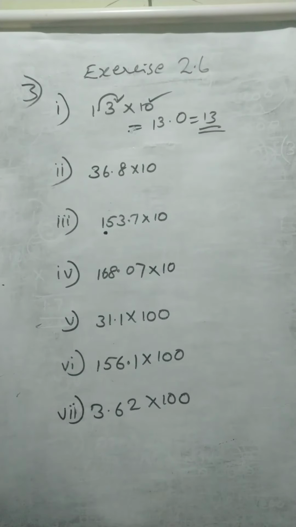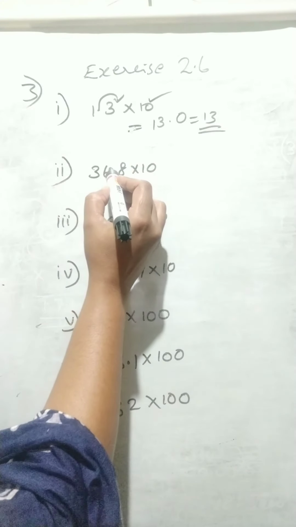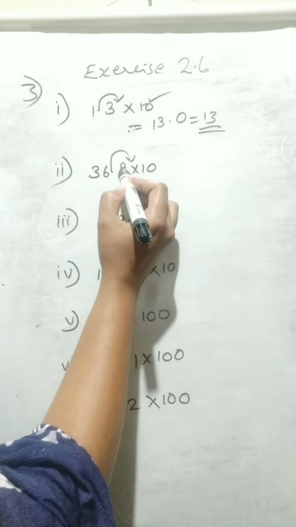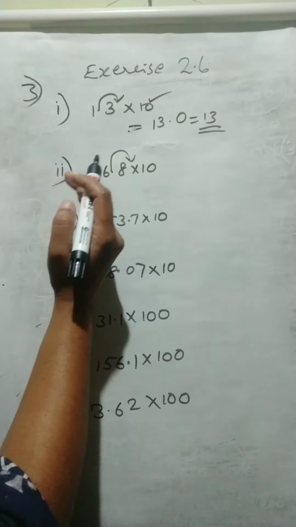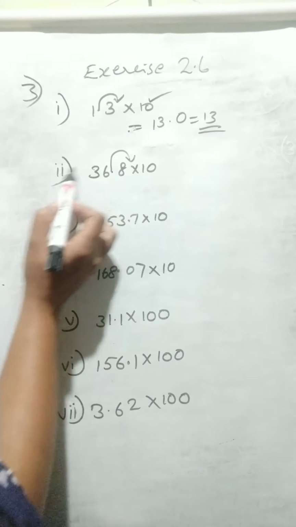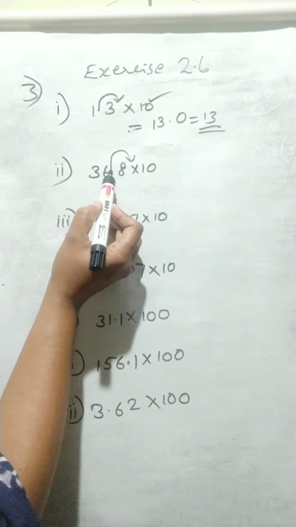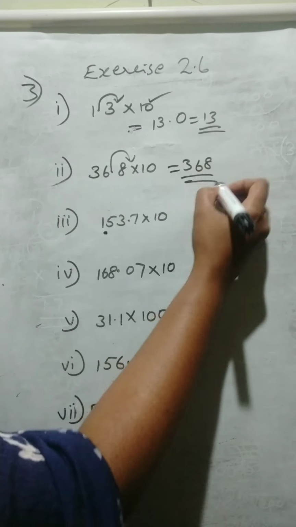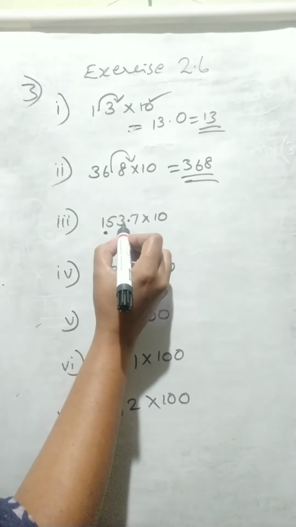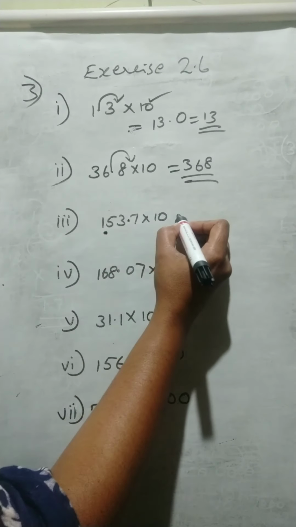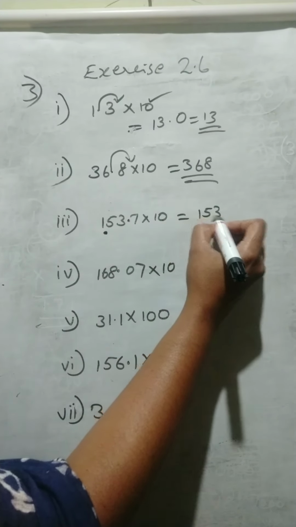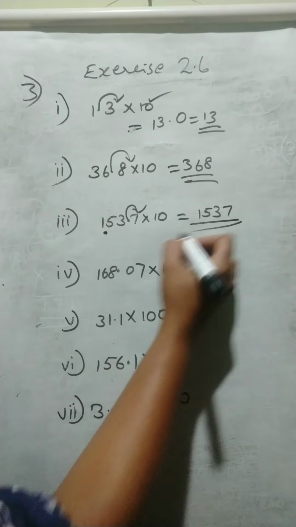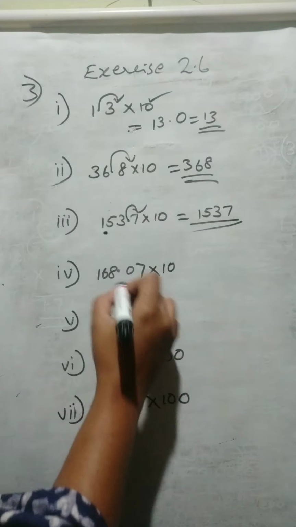Okay. Then 36.8. We can move this decimal point after one digit. We can take away this 8 before this decimal point. So the answer is 368. Then here 153.7, also 1 zero. So the answer will be, we have to take this point after 7. So 1537.